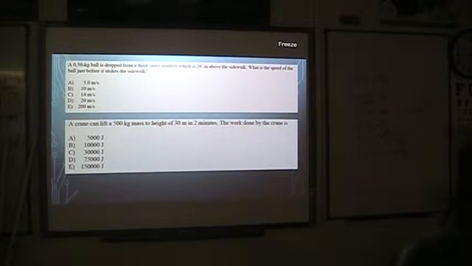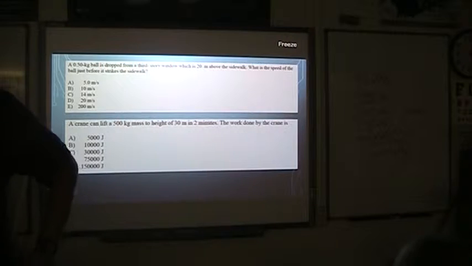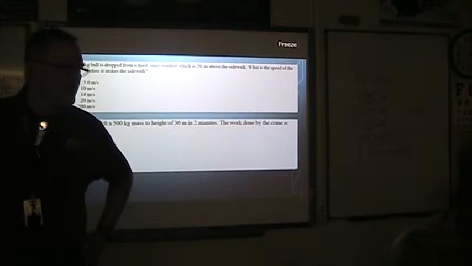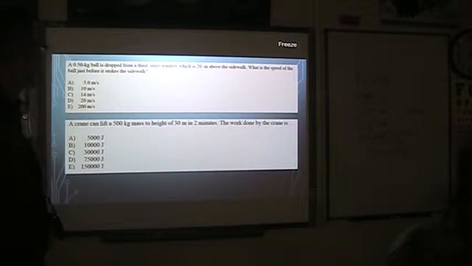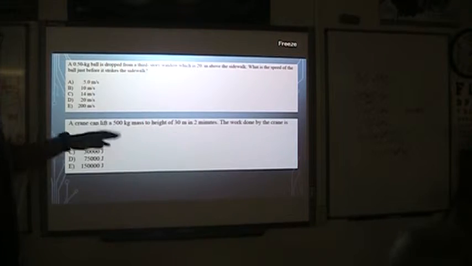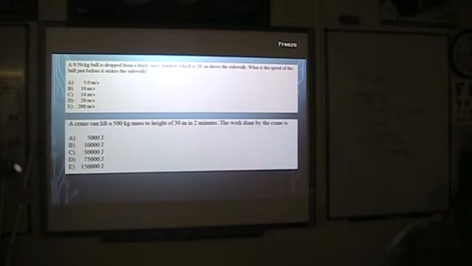So number one, a 0.5 kilogram ball is dropped from a third-story window, which is 20 meters above the sidewalk. What is the speed of the ball just before it strikes the sidewalk? What do we have? We're given a mass and a distance, a mass of 50 kilograms and a distance of 20 meters. But what principle are we going to use in order to find the speed?